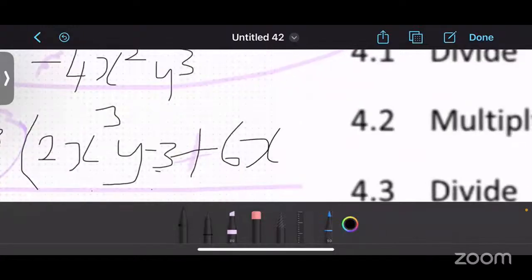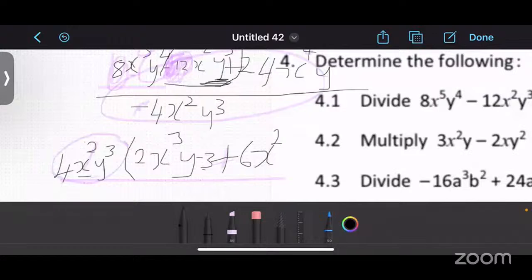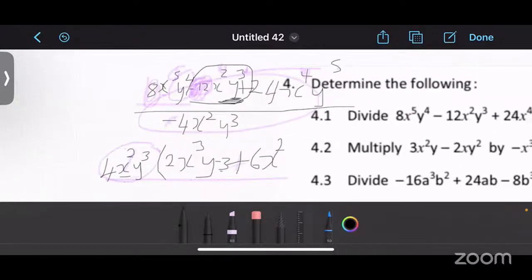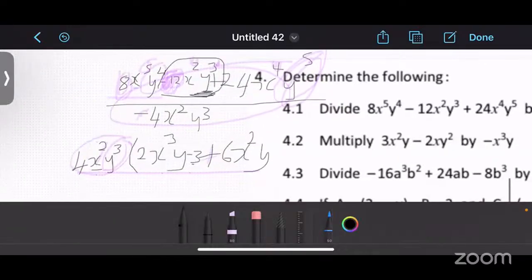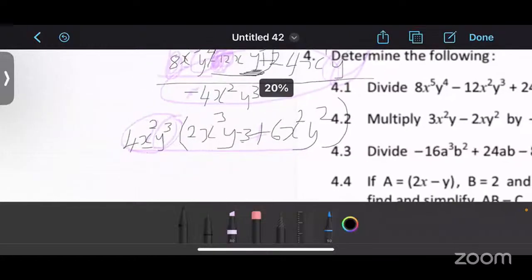So I'm going to have x to the power of 2. And we have y to the power of 5 here. So what can I multiply y to the power of 3 with for me to get y to the power of 5? Y to the power of 2. Perfect. And I'm just going to close my brackets because everything has been captured, right?